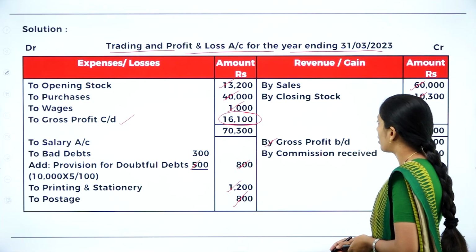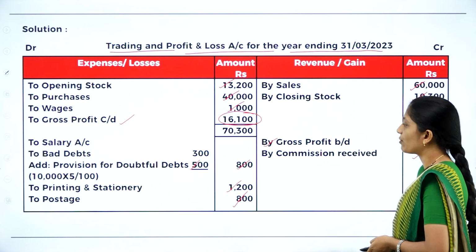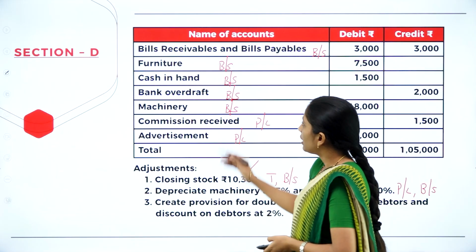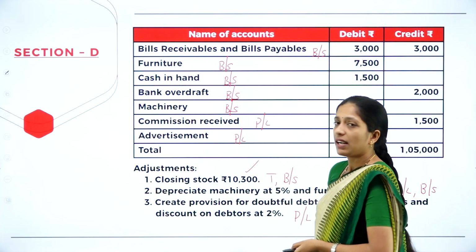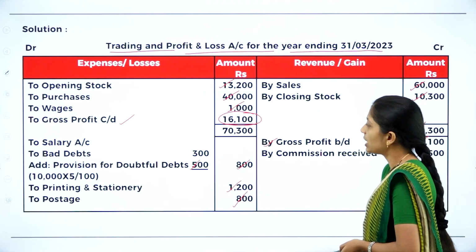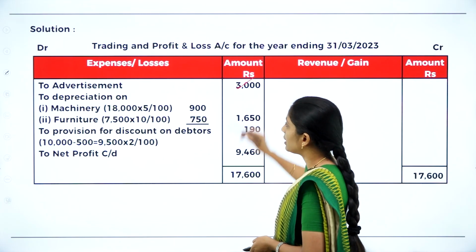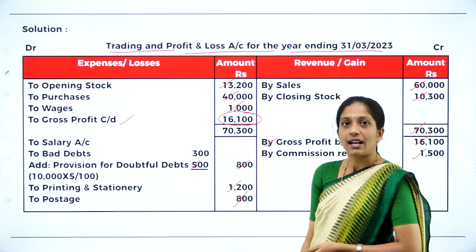Commission received should be recorded in the credit side. Commission received 1,500. Then what are the other P&L account items? Yes, we have advertisement. How much? 3,000. So advertisement 3,000. Now all the items in the trial balance are done.